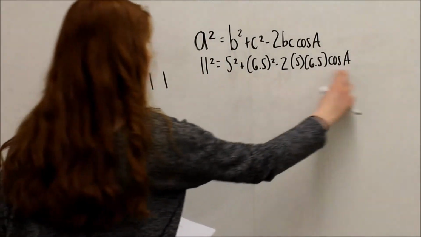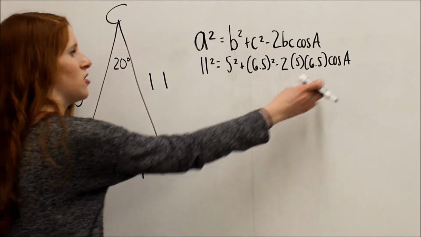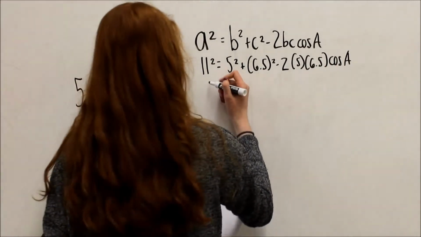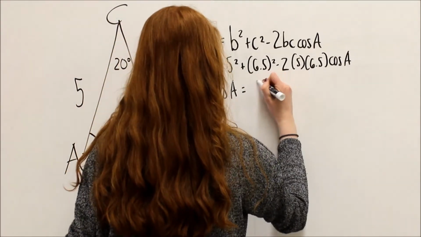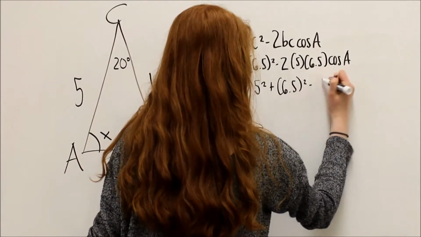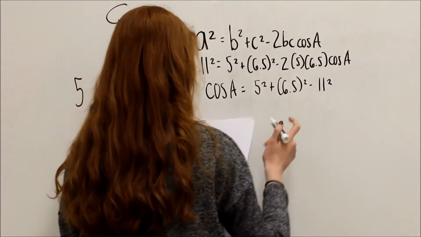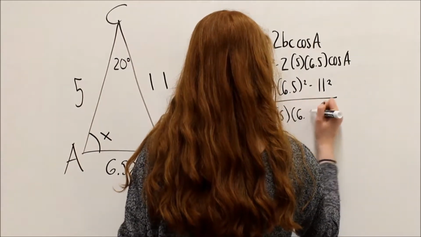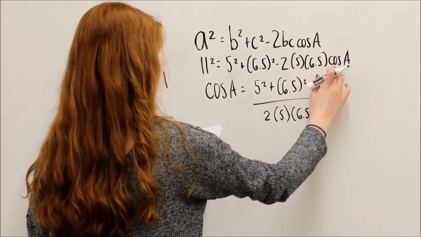Then you're just going to simplify all of this right here, and you're going to set the equation up so you're solving for the cosine of A. So you're going to move this to this side and that over there. So you do that, it would be the cosine of A equals 5 squared plus 6.5 squared minus 11 squared, because you moved that over here. And that's going to be over 2 times 5 times 6.5, because that's all right here, which you're multiplying by the cosine of A.